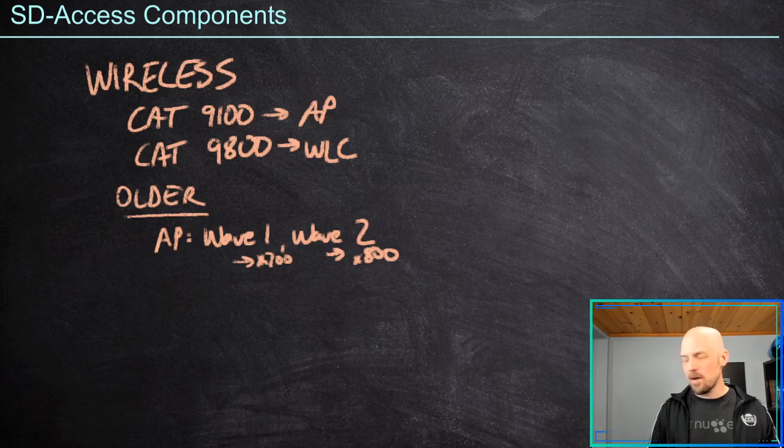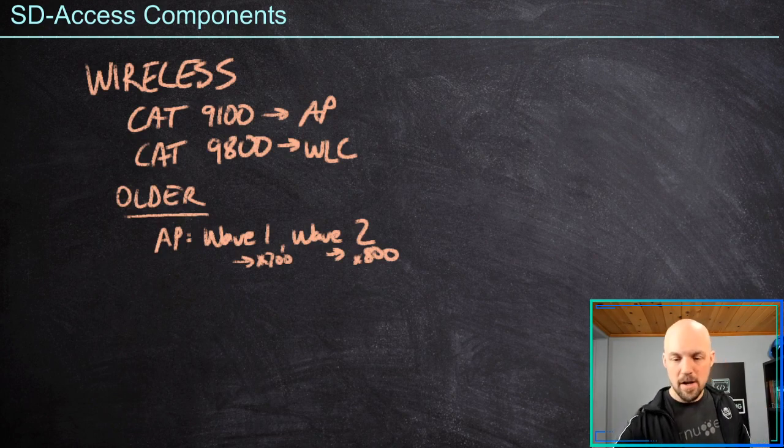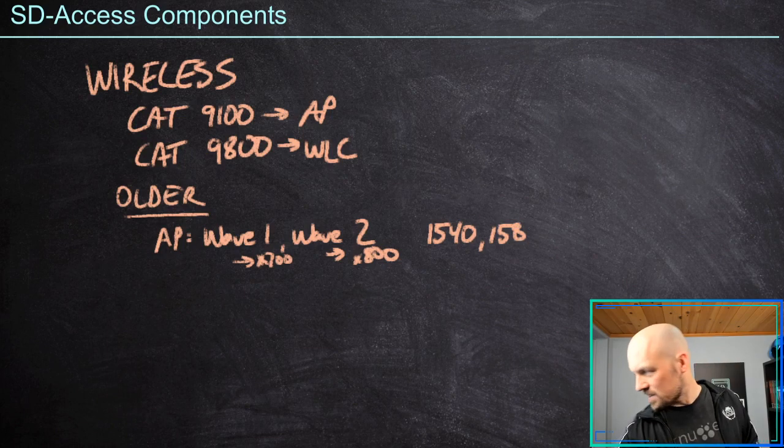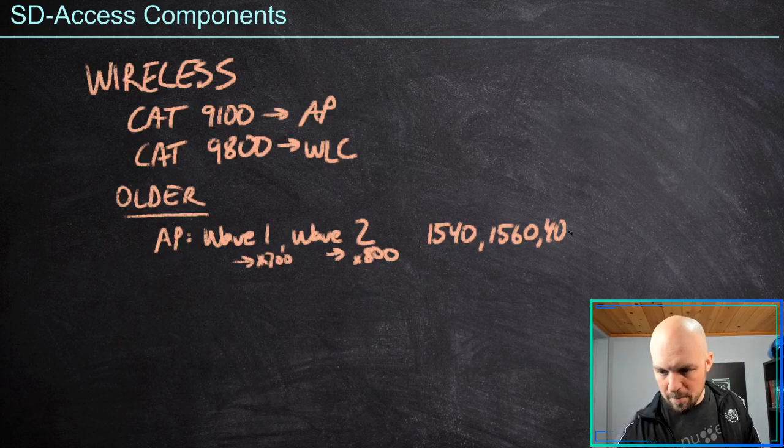I'll be honest, this is straight from Cisco's documentation. I've never worked with these access points. I don't know what they are, but we'll say it. The 1540s, the 1560s, and the 4800s, okay? These are, I believe, smaller business type of applications.